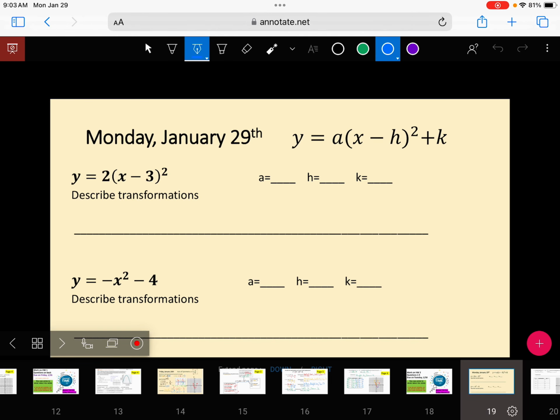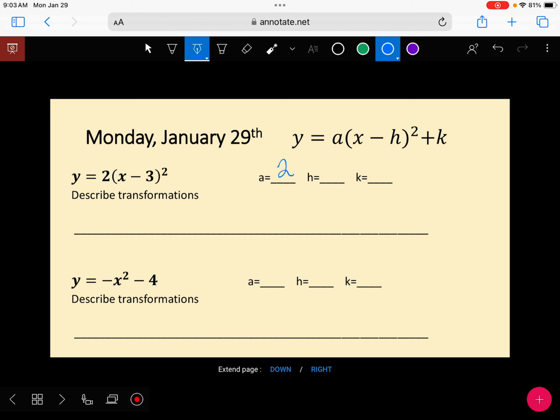The tricky part is that A is 2. H is always inside, but it's the opposite of what you see. So it's not a -3. What are you going to tell me on the quiz Friday? H is what? +3.